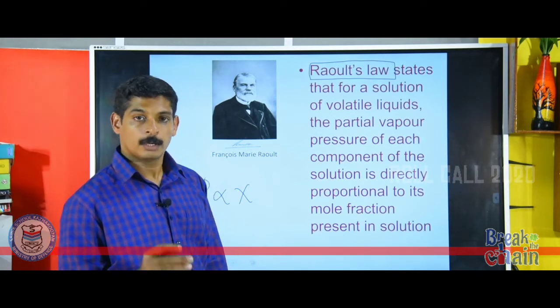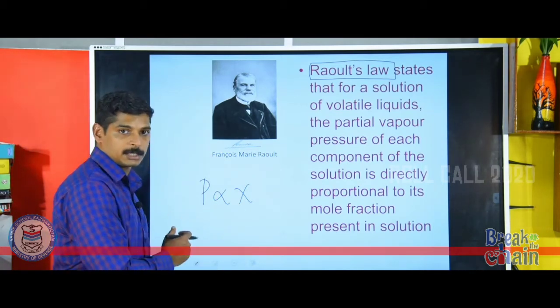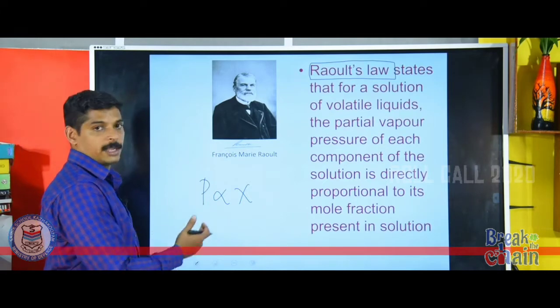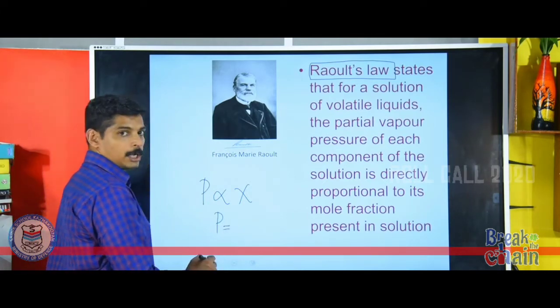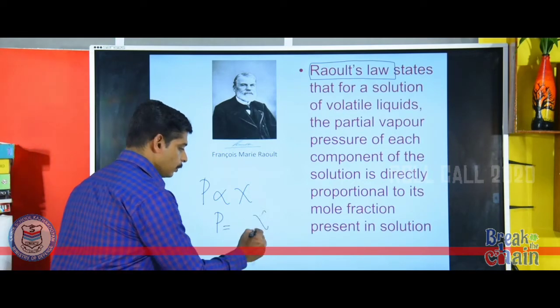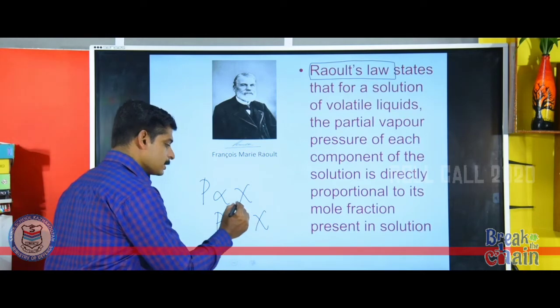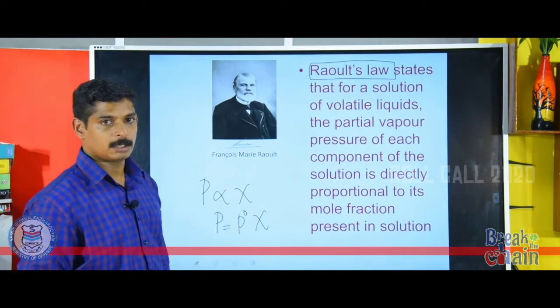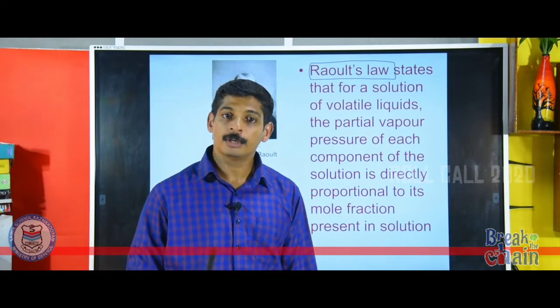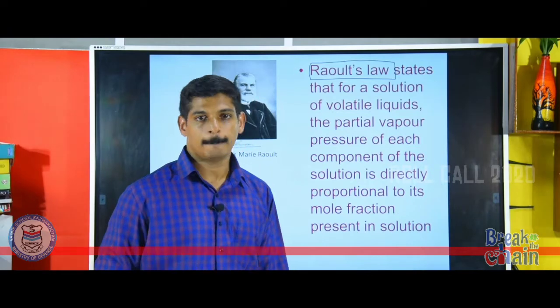Is it clear? This law is called Raoult's law. Now, you can equate it, it is only a proportionality, right? So, how will we equate it? P is equal to chi multiplied by a constant, which is nothing but P0. What do you mean by P0? P0 is the vapor pressure of the pure component.